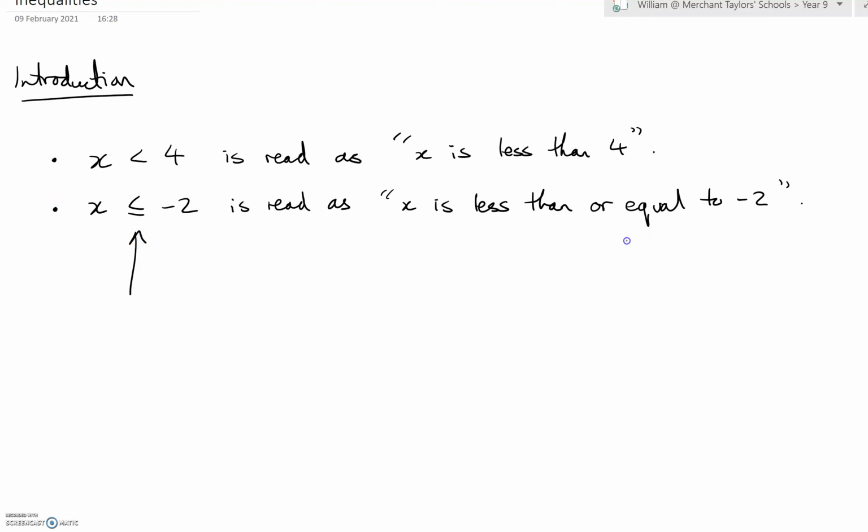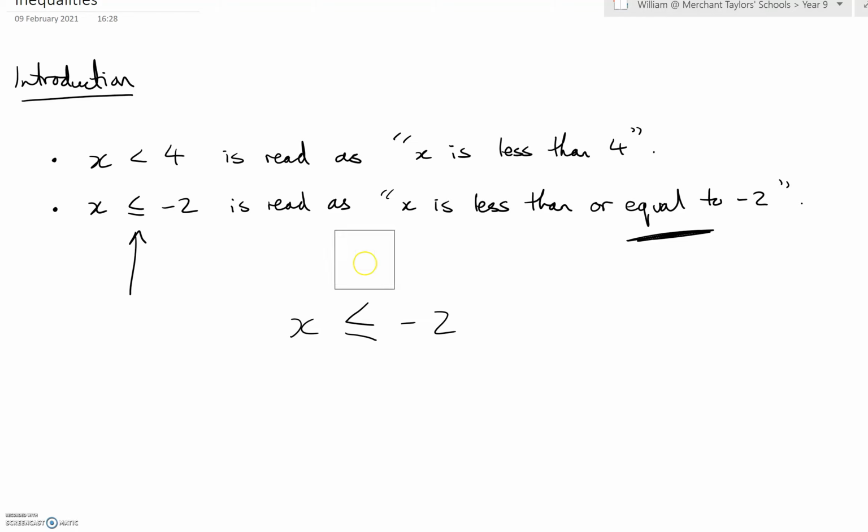And that little line underneath means we can have equal to as well. So without the line underneath, it's strictly less than. So that first one, strictly less than 4. We can have anything less than 4, but we can't have 4 or anything bigger than 4. Whereas if you put this little line underneath, so let's say that second example, this is read as x is less than or equal to minus 2. That means you can have anything smaller than minus 2, so minus 7,000, minus 4. And we can also have minus 2 itself.